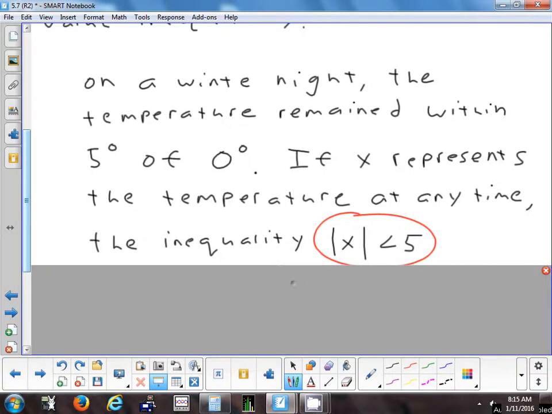That's an example where we could represent it just like this. Basically, as long as the absolute value of whatever temperature you're thinking of in your head is less than 5, it satisfies what we're looking for here. So that's an example where we could use something like what we're doing today.